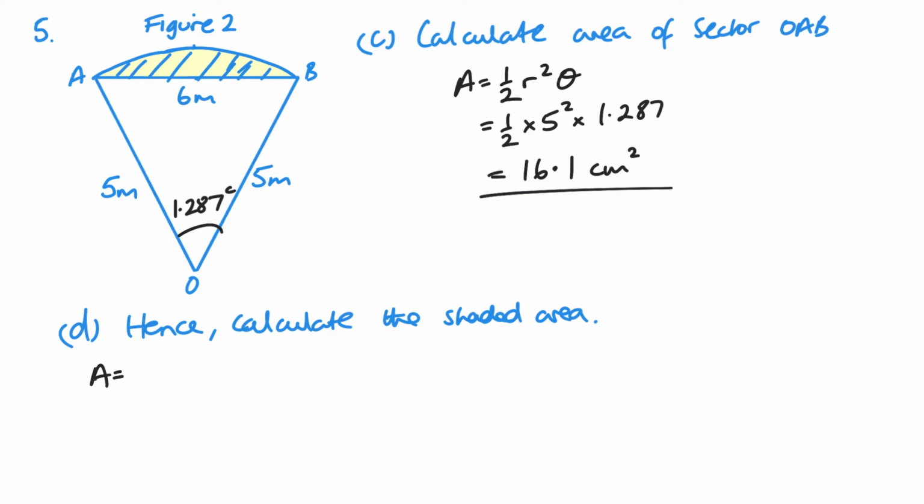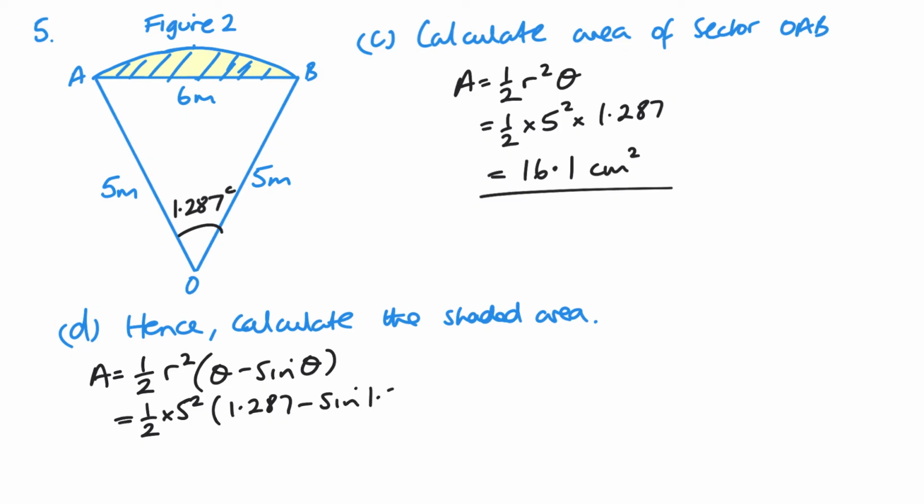So using the segment formula, I would have a half r squared times theta minus sine theta. So that's a half times 5 squared times 1.287 minus sine of 1.287. And I get 4.088. Or if we're going to do this to 3 significant figures, let's go 4.09 centimeters squared.